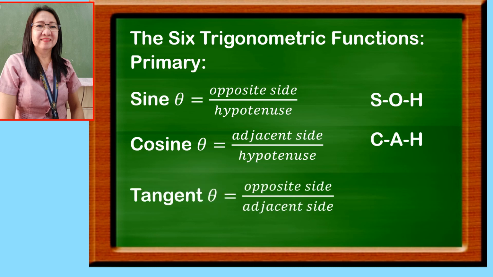And we have the tangent theta, which is described as the opposite side over the adjacent side. So this is our TOA. T stands for the tangent, O for the opposite side, and A for the adjacent side. So always remember this SOHCAHTOA to easily remember the primary trigonometric functions.